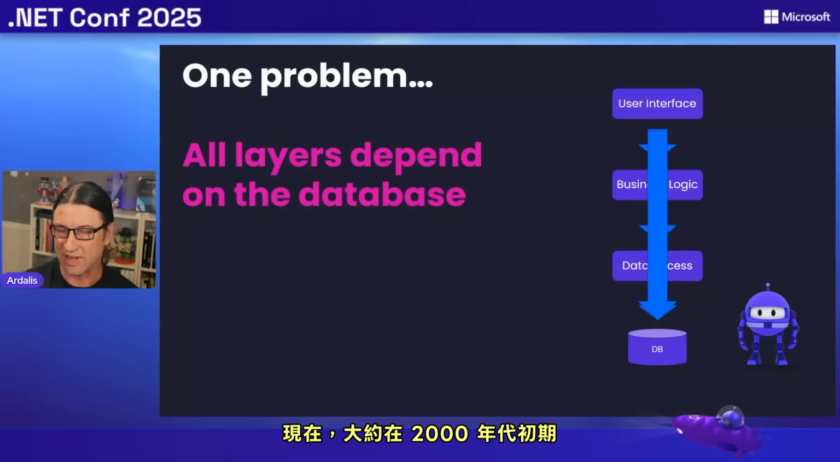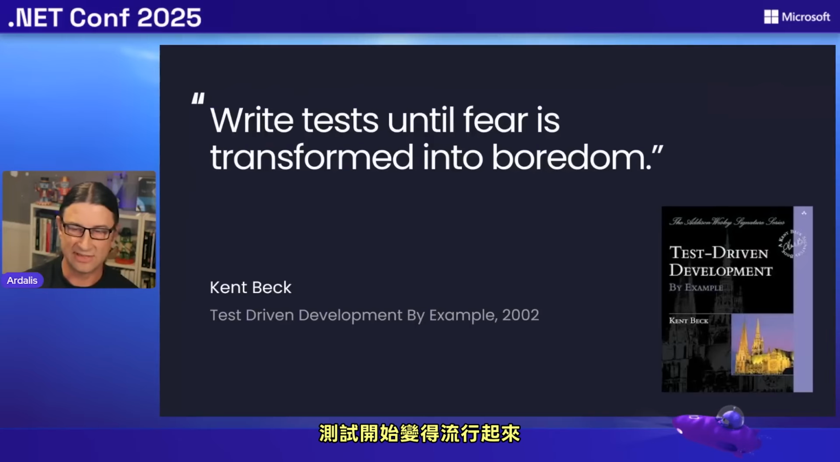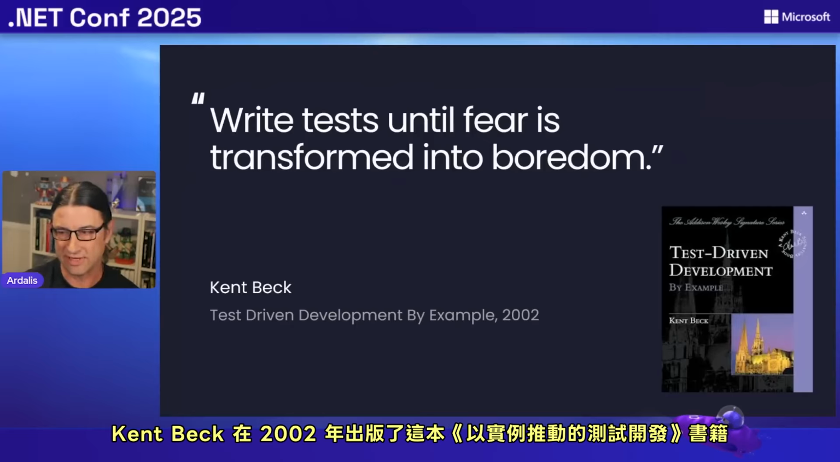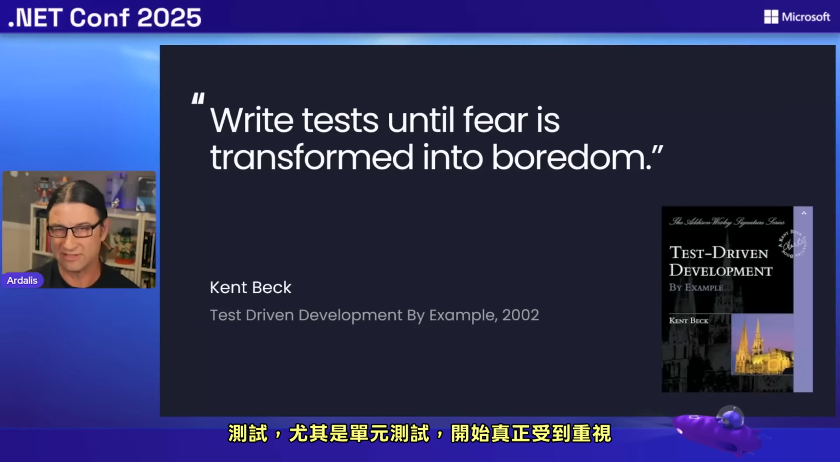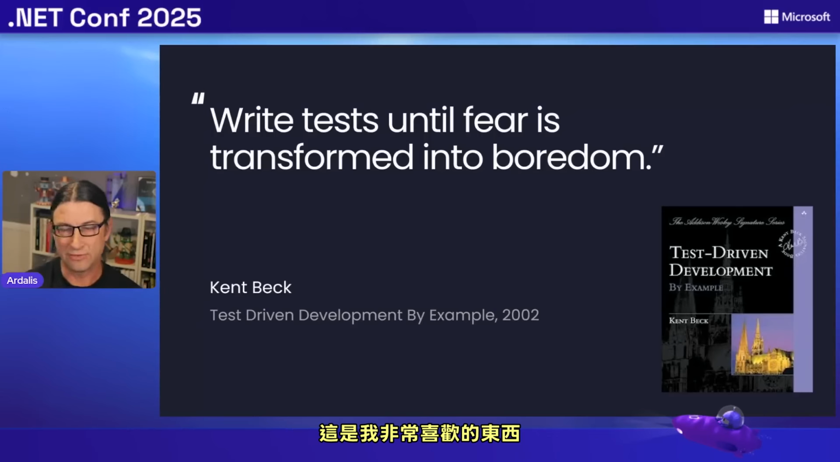Now, around this time in the early 2000s, testing was starting to become a thing. And Kent Beck published his Test-Driven Development by Example book in 2002. And testing in general and unit testing were really starting to take off. It was something I was a big fan of, and I was learning how to do, and I was trying to write these tests for my applications.